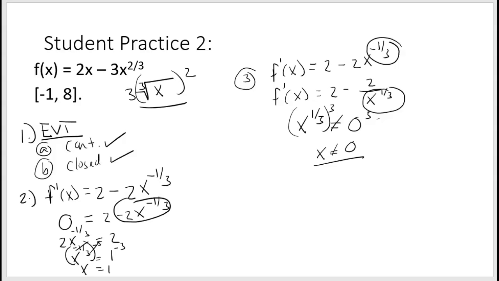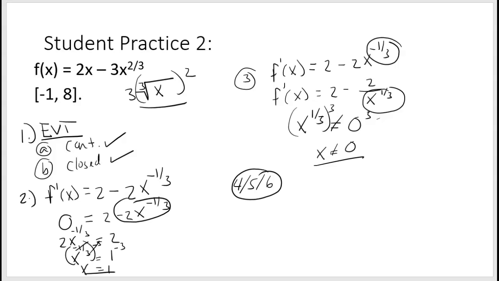Okay, so now we've got 2 critical values. One of our critical values is where the slope equals 0, which is at 1. The other critical value is at 0. Not where slope equals 0, but where our slope's undefined, actually. All right, now we're ready for steps 4, 5, and 6.